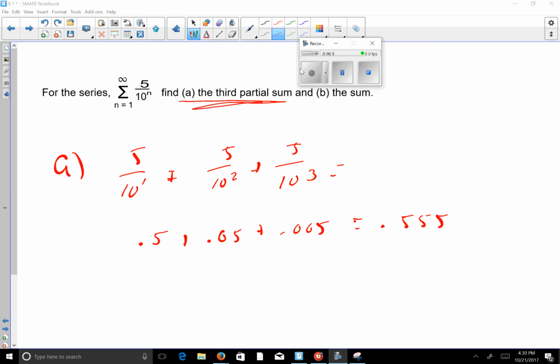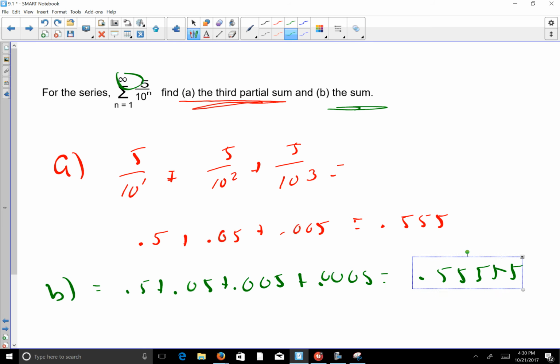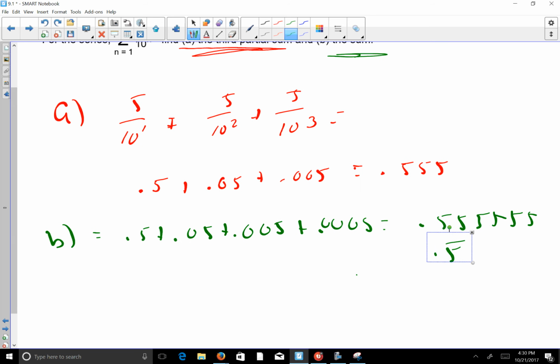So when I go to do the second part, which is asking me to find the sum, in other words, the entire sum up to infinity, I realize that I see a certain pattern here. It's 0.5, then 0.05, then 0.005, and it's going to keep on continuing to add a 0 each time. So it's going to end up being 0.55555, or 0.5 repeating, which as a fraction I can write as 5/9.